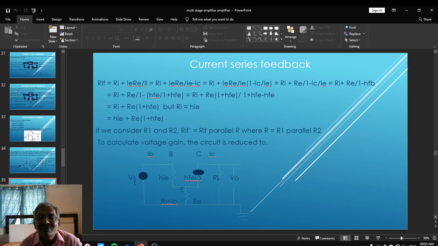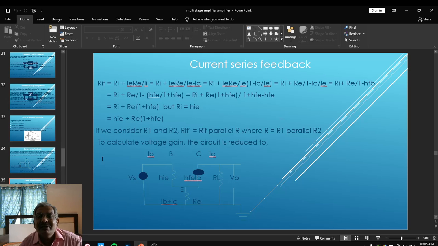Vs is the input source, hie is the input impedance which we have just represented, hfe Ib is the current source connected to the output, RL is the load resistance, Re is the emitter resistance. Ib is the base current that flows through the base, this is the collector, whereas this one is the emitter. We have replaced the transistor by means of its h parameter equivalent. So Ic is the output current, Ib is the input current, and Ie is the current that flows through the emitter terminal, equal to Ib plus Ic. Re is the emitter resistance. This is the h parameter equivalent.